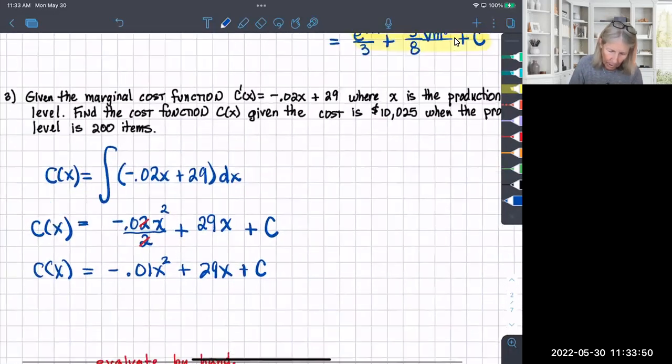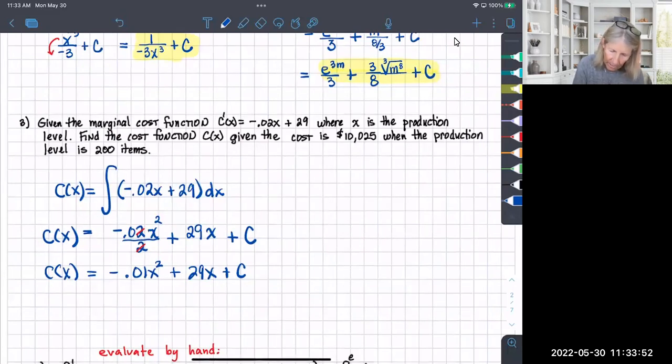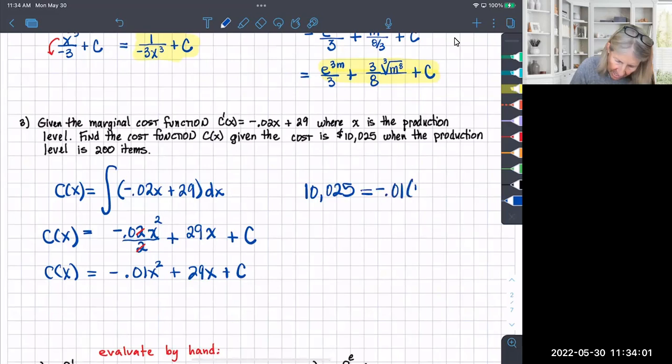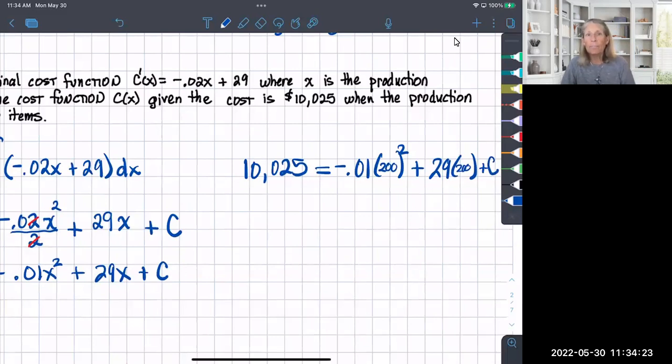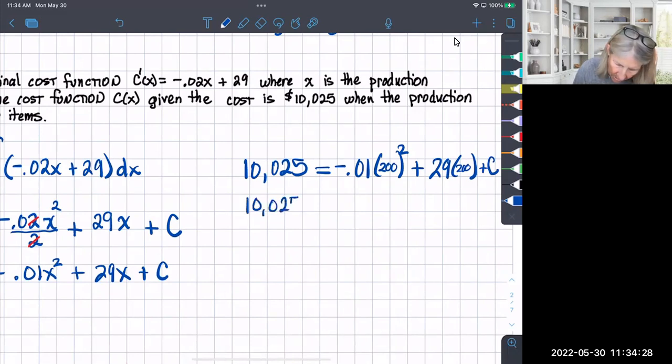So, okay, I'm going to plug in x is 200 and set the cost equal to the 10,025. So plugging in the information they gave me will allow me to find the constant. So they said, oh, why am I putting in 10? They said 200. I don't know why I'm stuck on 10 here. So they said production level 200. So 200 goes in here for both of these x's, and it's going to equal a cost of 10,025. So let's solve for the constant.